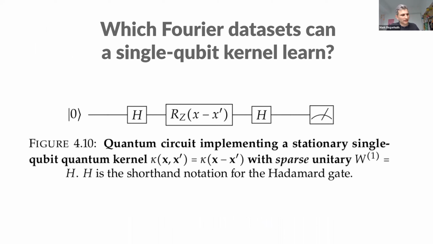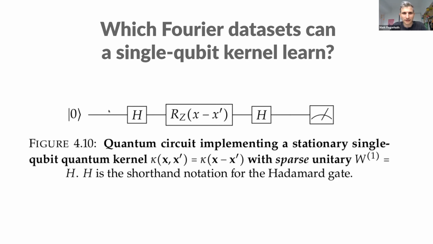The first question that we asked, the simplest question we can ask, is which Fourier data sets can a single qubit quantum kernel learn? This shows one of the simplest quantum kernels you could write down. The random unitaries of this kernel are simple Hadamard gates sandwiching an RZ operation, which is parameterized by the difference between the data points. To bring in some of the things we talked about earlier, this kernel is clearly a stationary kernel because it can be written as the difference between the two data points.